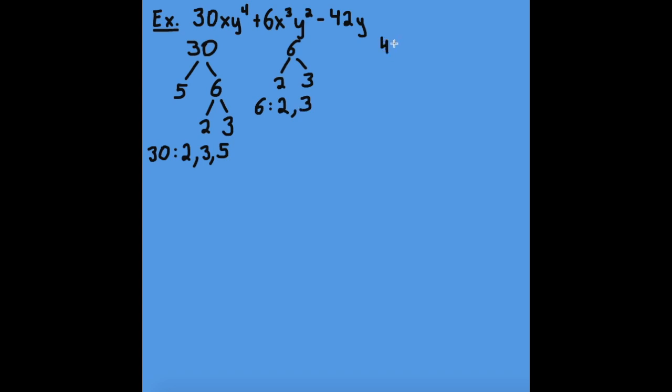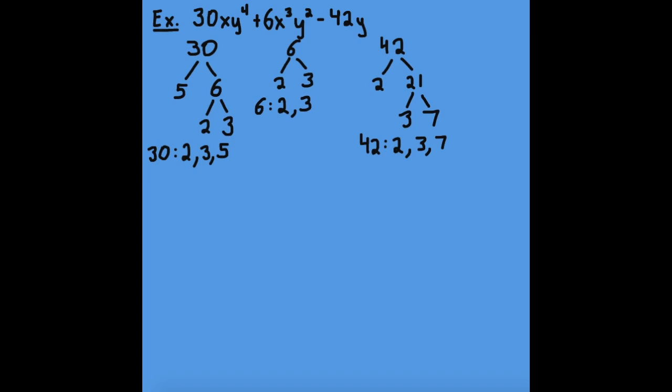Now let's look at 42. 42 can be broken down into 2 and 21. 2 cannot be broken down any further. However, 21 can be broken down into 3 and 7. Since 3 and 7 are prime numbers, they cannot be broken down any further. The prime factors of 42 are 2, 3, and 7.